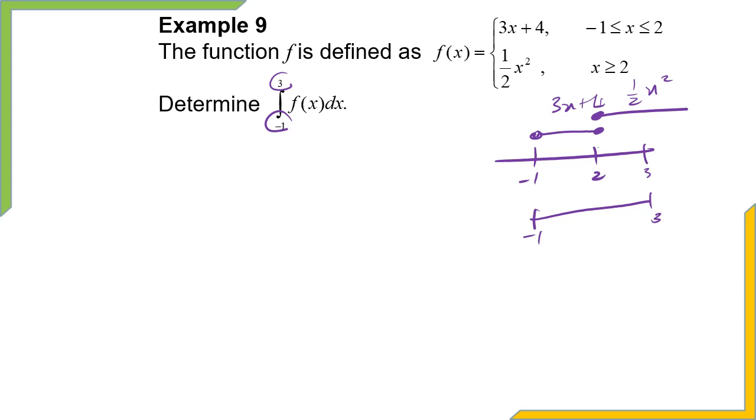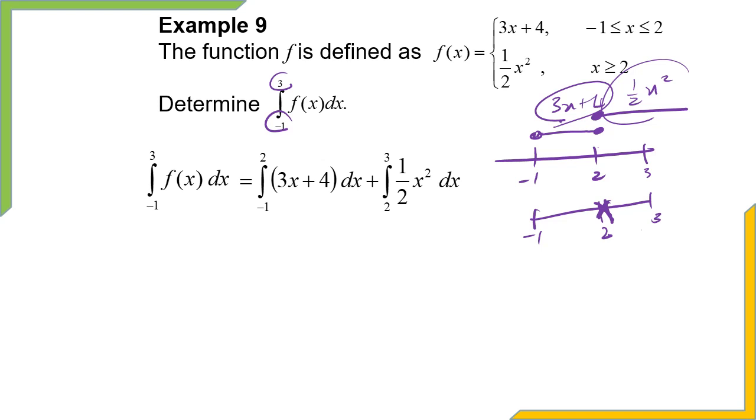Okay. So we have a change of function, which means that we have two functions we need to evaluate. From negative 1 to 2, we use the first function, and then from 2 to 3 we need to use the second function. By applying the properties of definite integral, it will be the integration of 3x plus 4 with respect to x from negative 1 to 2. We stop at 2 and then continue adding from 2 to 3 the integration of the function 1 over 2x squared with respect to x. So integrate separately because it's a different function.